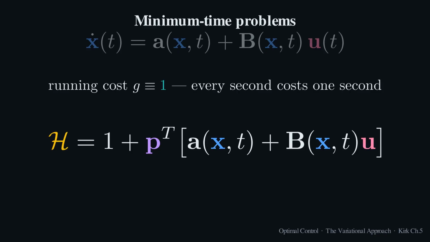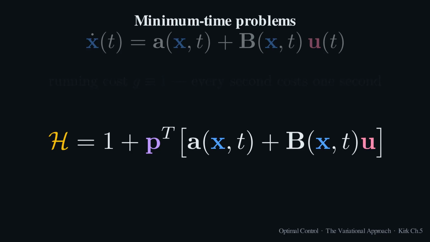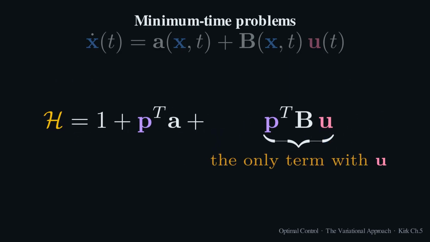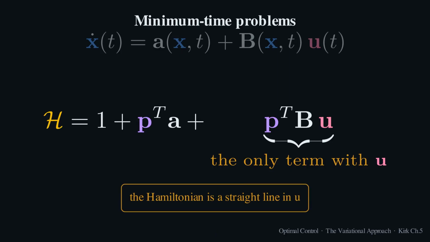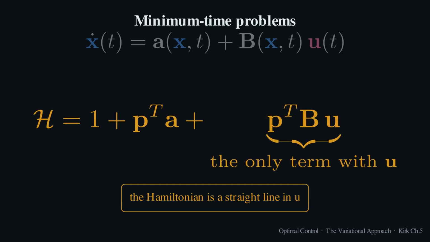Form the Hamiltonian. The running cost for a minimum time problem is just 1. Every second costs 1 second. So H equals 1 plus p transpose times the quantity a plus b u. And notice where the control lives. Only inside that linear term, p transpose b u. The Hamiltonian is a straight line in u. Hold on to that. It's about to decide everything.